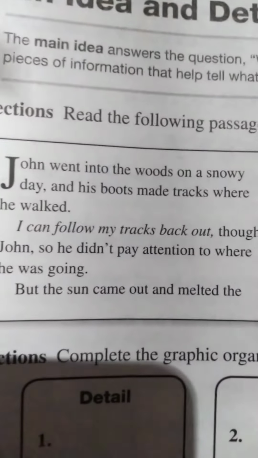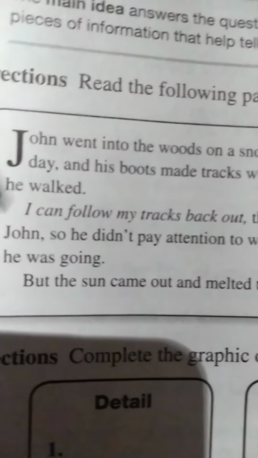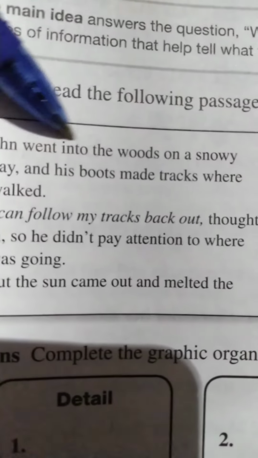All right, so details. Directions: complete the graphic organizer to tell what the story is all about. So details. So we need 3 things that happen in the story. So what was the first thing that kind of happened? So we know our main character's name is John. So what was John going to do? Well, John was going for a walk in the woods, right?